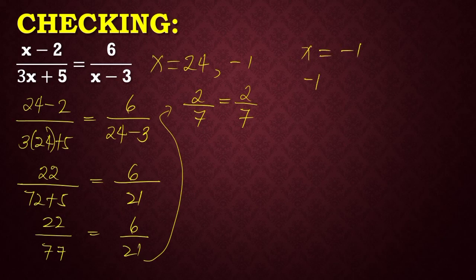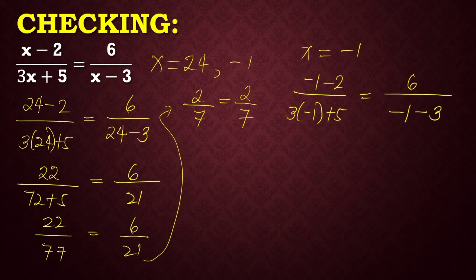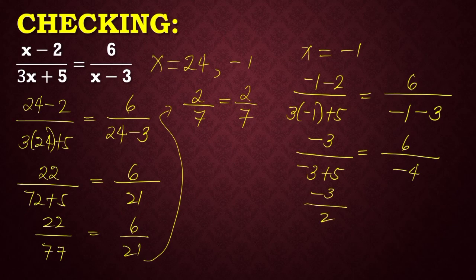Negative 1 minus 2 all over 3 times negative 1 plus 5 is equal to 6 all over negative 1 minus 3. So, negative 1 minus 2, that is negative 3, over 3 times negative 1, that is negative 3 plus 5, is equal to 6 over negative 1 minus 3, that is negative 4. So, negative 3 over negative 3 plus 5, that is positive 2, is equal to 6 over negative 4. Kailangan nating i-simplify ang 6 over negative 4. Magiging negative 3 over 2 is equal to, ang common factors ng 6 and 4 ay 2. 6 divided by 2, that is 3. 4 divided by 2, that is 2. So, negative 3 over 2 is equal to negative 3 over 2.